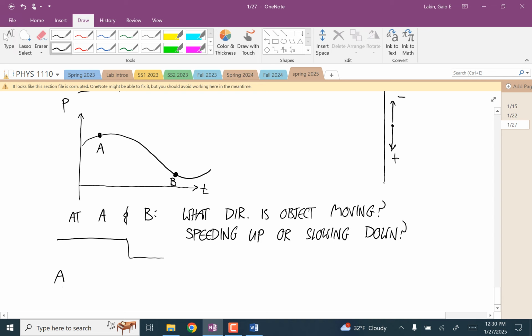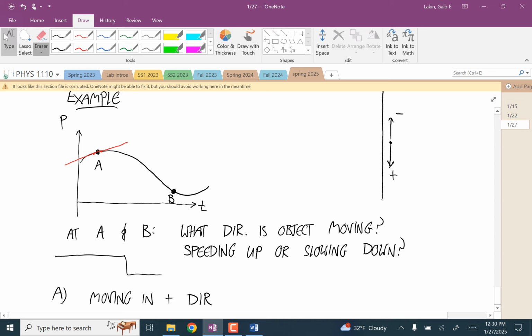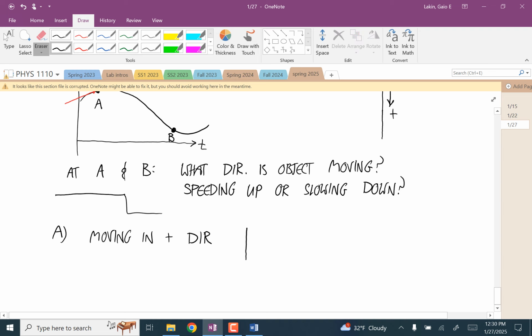So at the point A, to figure out the direction the object's moving, we have to figure out the tangent line. So I'm going to draw the two nearby points on the graph, draw the line through them, and that's the tangent line. And is that a positive, 0, or negative slope? Positive. Okay, so it's moving in the positive direction. And is the positive direction in the real world up or down? Down, so this thing is moving down.